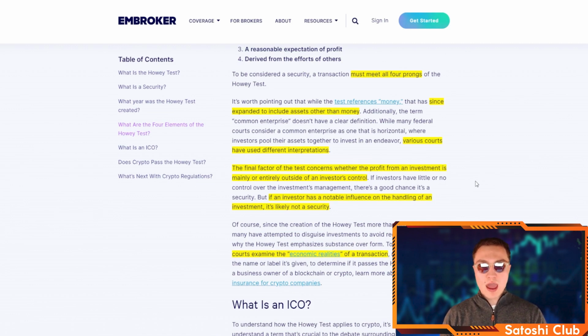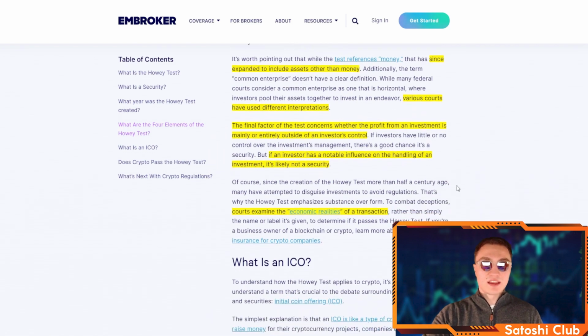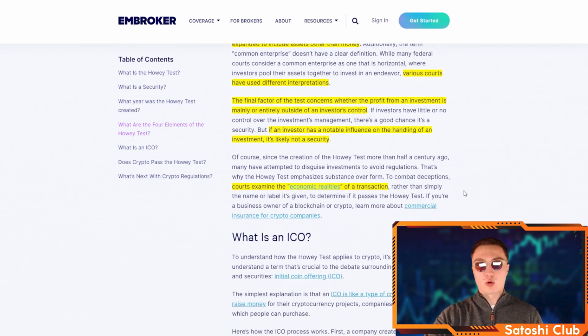investor's control. And this basically means that if investors have little to no control over the investment's management, there's a good chance that it's a security. But if an investor has notable influence on the handling of an investment, it is likely not a security. So it's very difficult to put this on paper and make it black or white. Courts examine the economic realities of a transaction rather than simply the name or label it's given to determine if it passes the Howey Test.